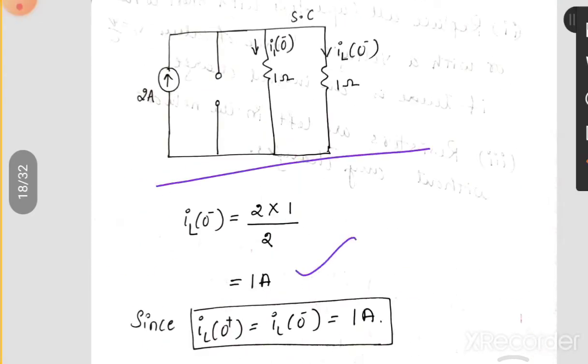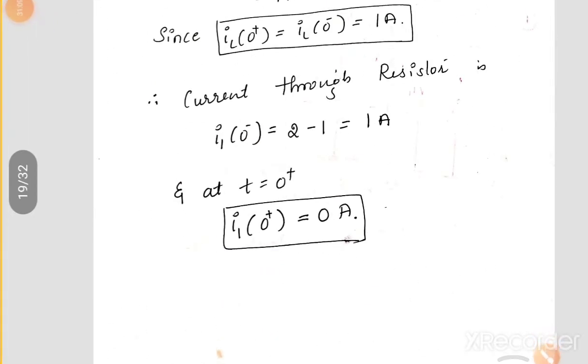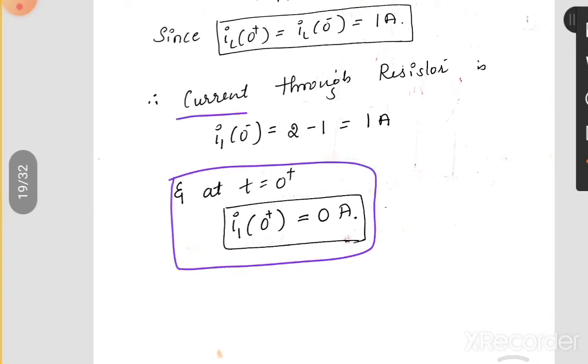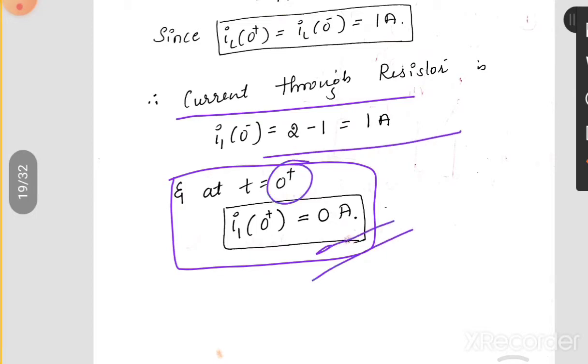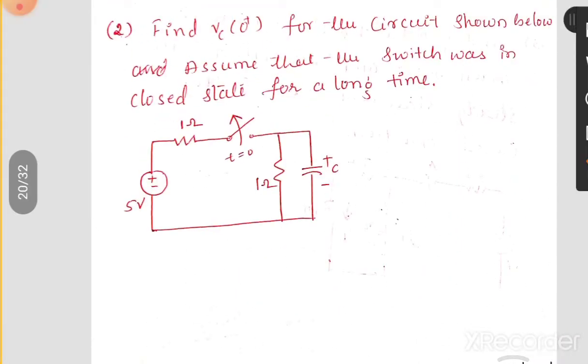We have taken I1. IL of 0 minus we have got. You can easily see that IL of 0 plus is also 1 ampere. Now we'll take next. So here at t equal to 0 plus, current through resistance initially was 1 ampere, and immediately after closing the circuit it will be 0 ampere. Only current through resistance is going to change drastically. Okay, let's see another example.